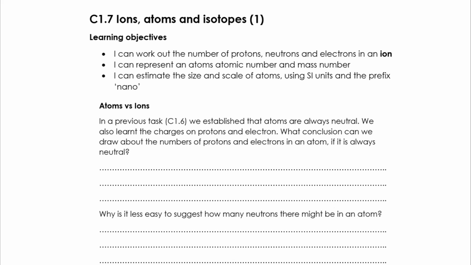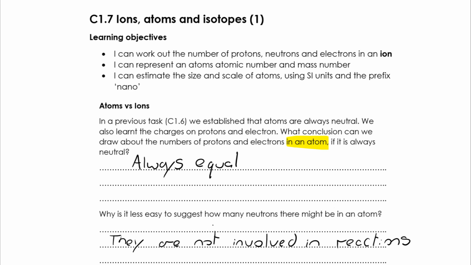And again, these are ideas that we've already touched on. In an atom, the number of protons and electrons is always equal. We're going to look at what happens when they become unequal and what we have when it's not an atom anymore. So, why is it less easy to suggest how many neutrons? Well, neutrons don't really do anything. They're not involved in reactions. So for that reason, it's not as straightforward to see how many there are. Neutrons were actually discovered much, much later for that very same reason.